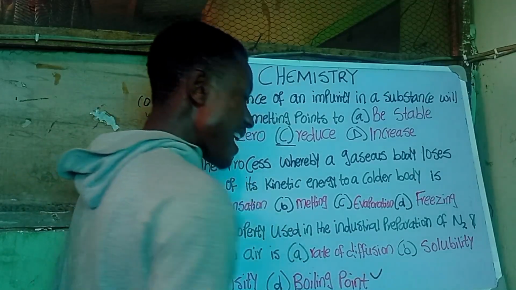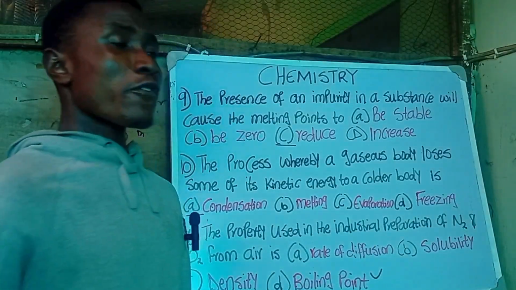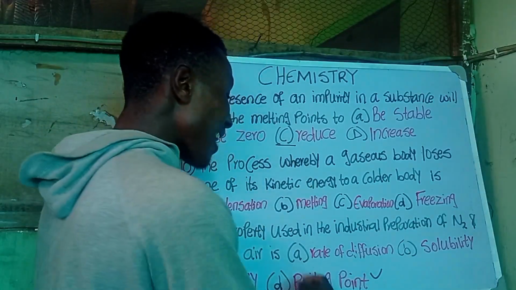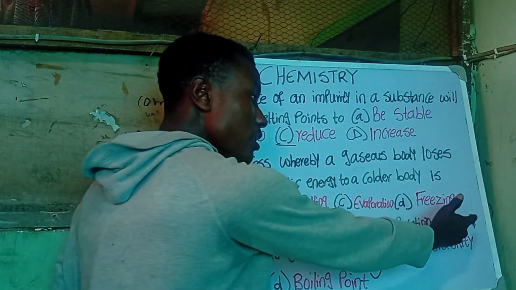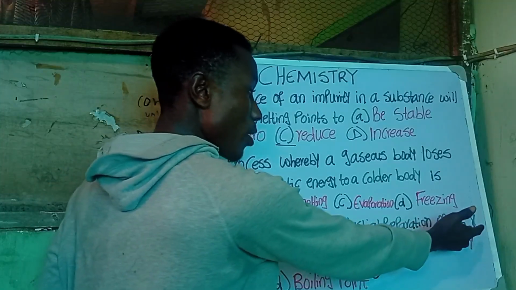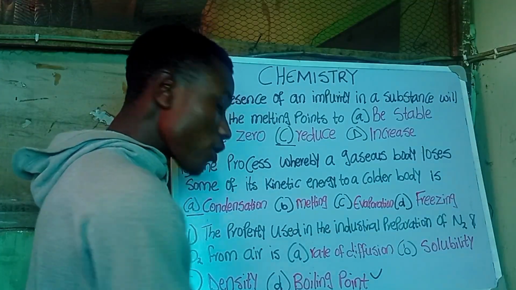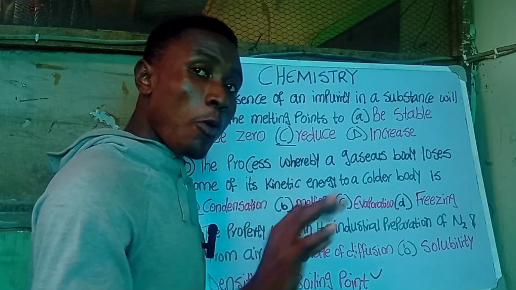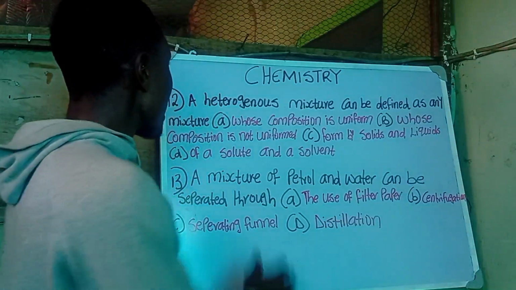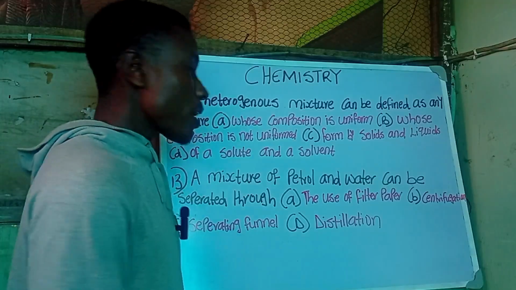The correct answer here is boiling point. The industrial preparation of nitrogen from air involves fractional distillation, which is based on their boiling point. So the separation, the industrial preparation of nitrogen and oxygen from air, is based on their boiling point, which is fractional distillation. So take note of that.